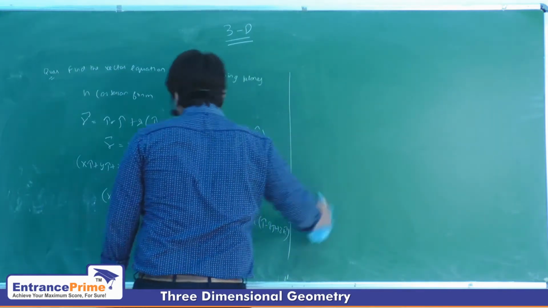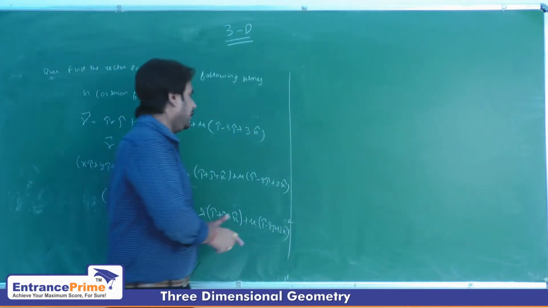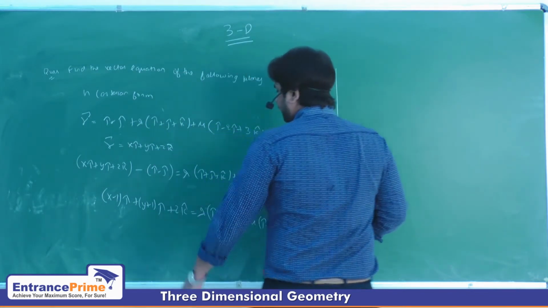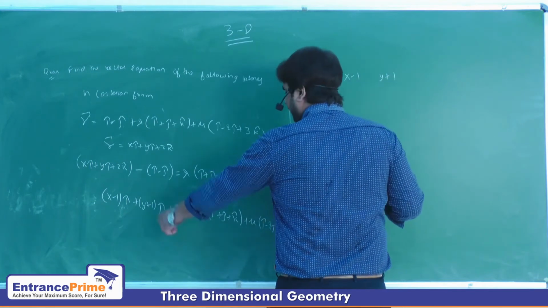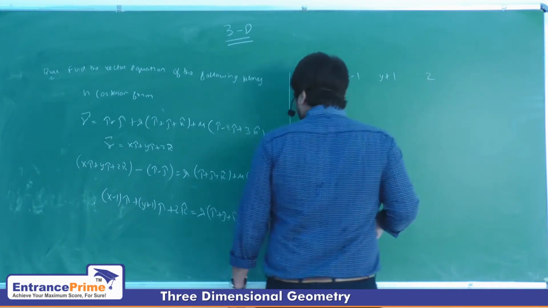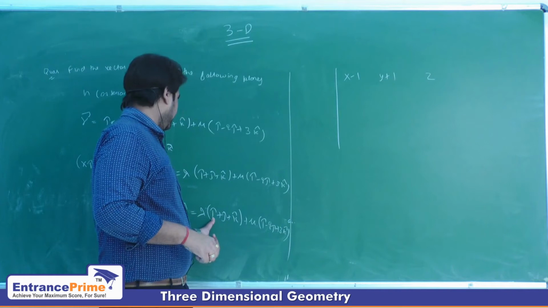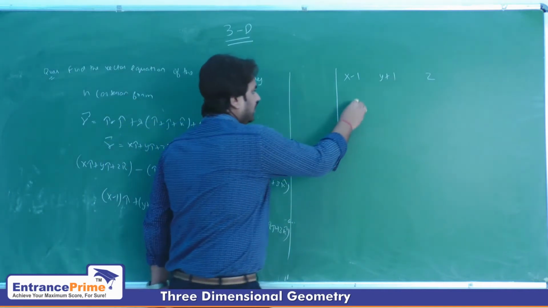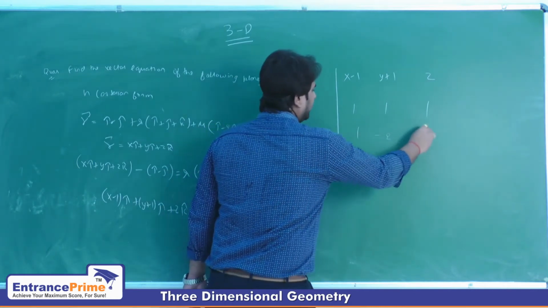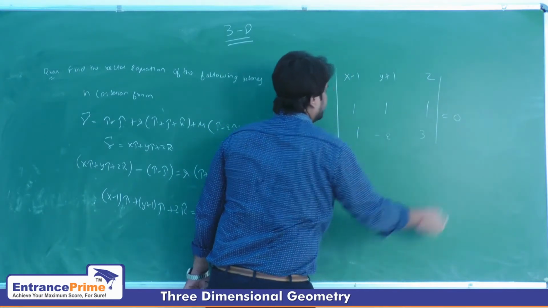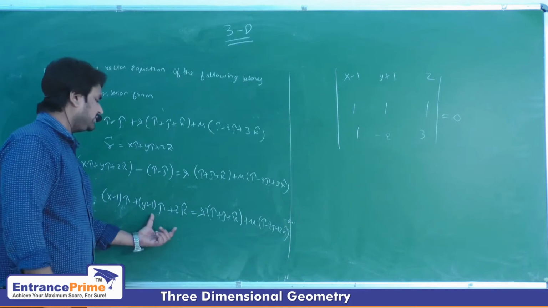The equation in Cartesian form is given by the determinant of the coefficients. The first one is x minus 1, the second one is y plus 1, the third one is z. And here you can write the coefficients 1, 1, 1, and here the coefficients are 1, minus 2, and 3. That will be equal to 0 because these three vectors are coplanar.